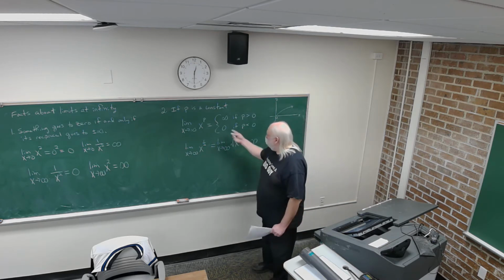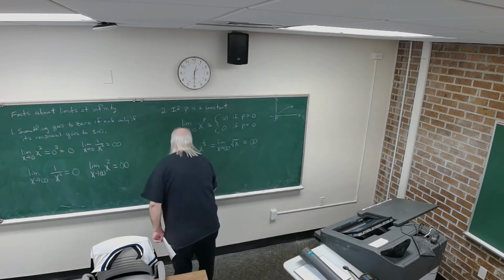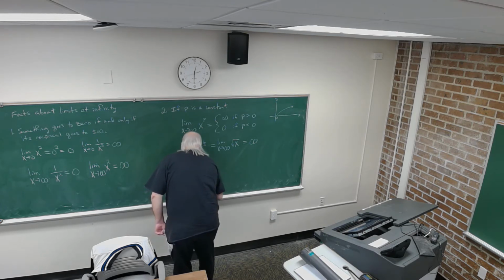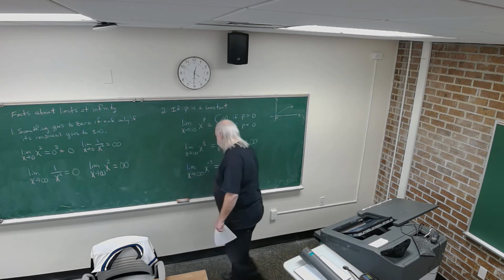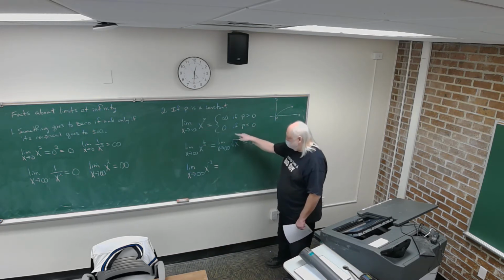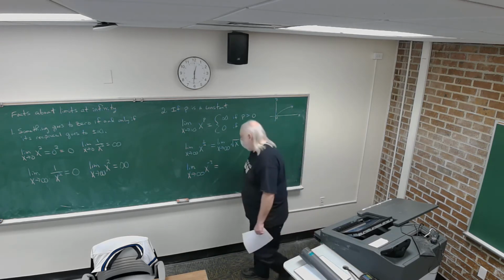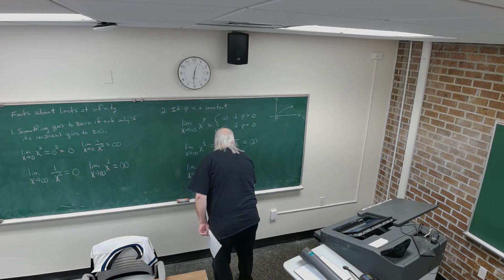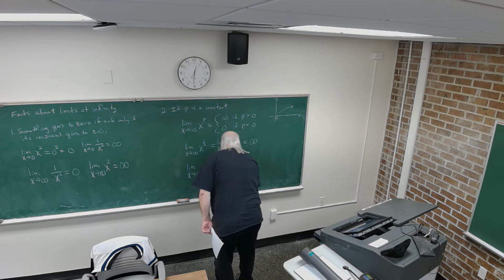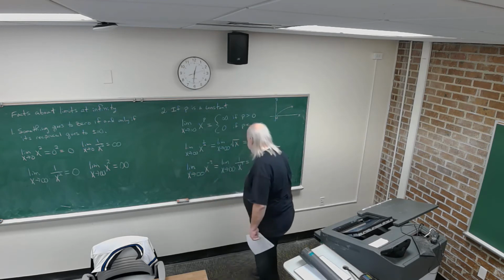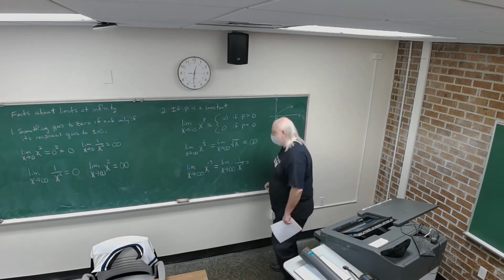Now let's do a negative value of p. p equals -3. So p is equal to -3, but p is negative. Well, x to the -3 power is the same as 1 over x cubed, right? So this is equal to, and so as x increases without bound, 1 over x cubed goes to 0.